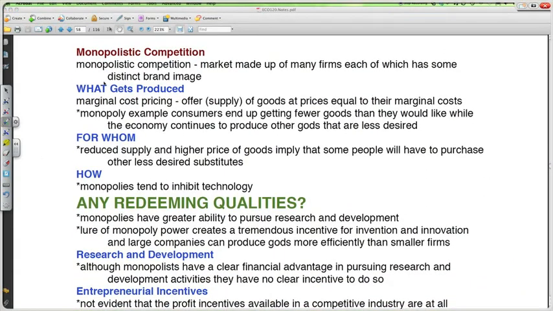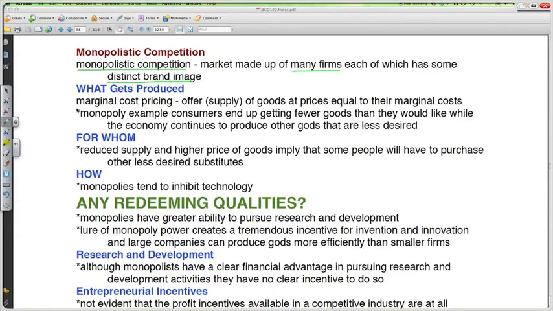And then we get monopolistic competition, where we have many firms, but they still have distinct brand imaging. So they can still set up some barriers to entry based on whatever brands they already have in place and brand loyalty they get from their customers.